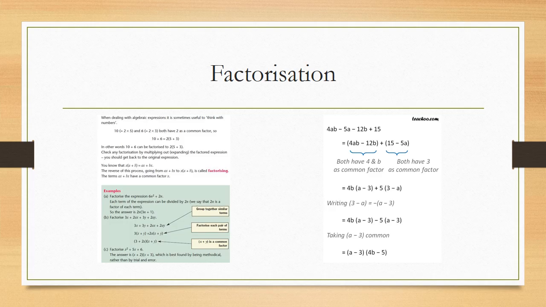So when dealing with an algebraic expression, it is sometimes useful to think about numbers. For example, 10 plus 6 is equal to 2 into 5 plus 3. Now one example: factorize the expression 6n square plus 2n. Each term of the expression can be divided by 2n, so 2n is a factor of each term. So we take 2n out, and inside the bracket we get 3n plus 1.